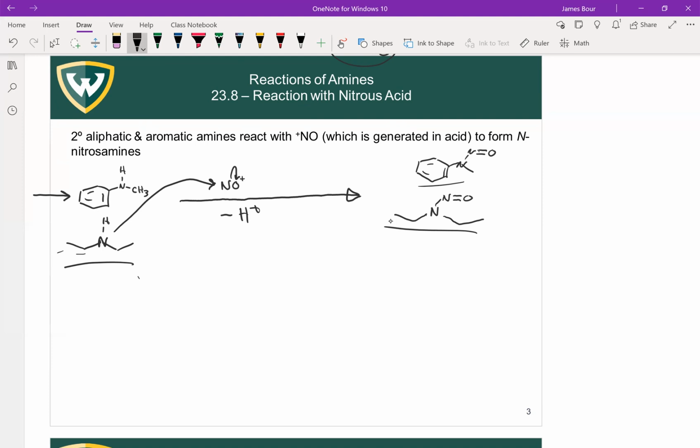They, as far as I know, don't really have a huge number of synthetic purposes. Because they're so toxic, they generally don't find their way into pharmaceutical drugs. But again, this is just nitrogen's lone pairs acting as a nucleophile and the nitrosonium cation acting as an electrophile. And what happens is you get to an intermediate like this.